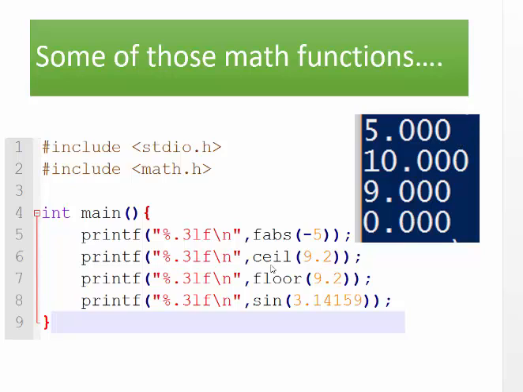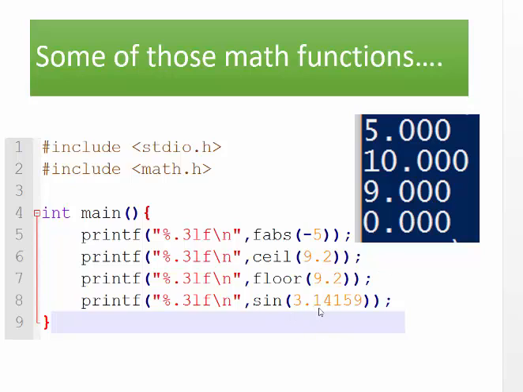This next function is the ceiling function. The ceiling function takes your floating point number and rounds it up to the next whole integer. So 9.2 rounded up to the next whole integer is 10. It is again displayed as a floating point number. It's a double. The floor is the opposite of the ceiling. The floor will round it down to the next lowest integer. So 9.2 rounded down would be 9.0.